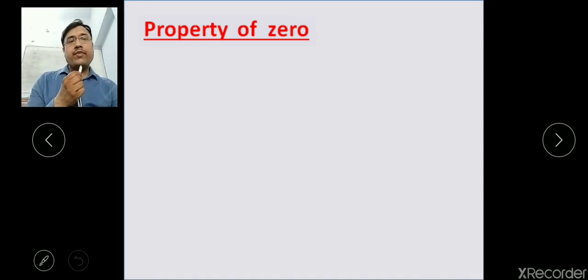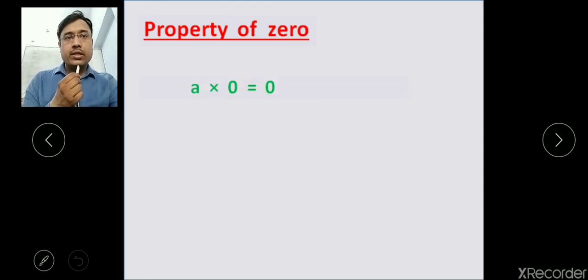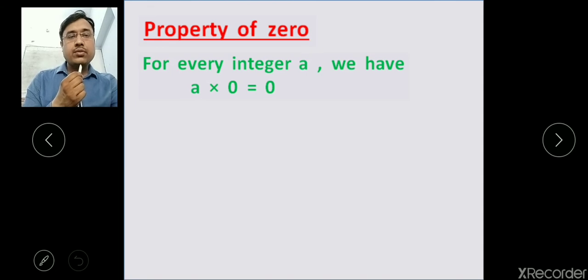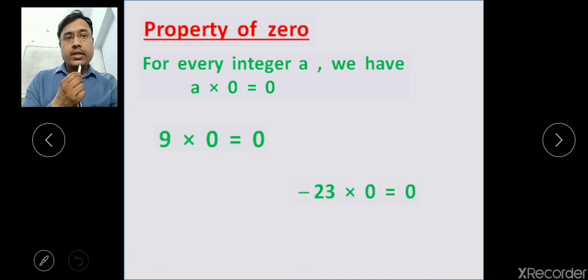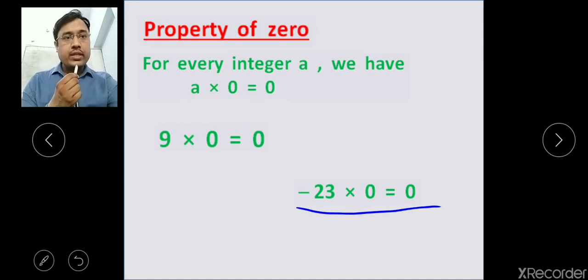We all know that when we multiply any integer with 0, its product will be 0 only. Here we are studying the properties of integers. This I have written here: for every integer a, we have a into 0 equals 0. For example 9 into 0 is 0, and minus 23 into 0 is also 0. That means when you multiply a negative integer with 0, then also the product will become 0.